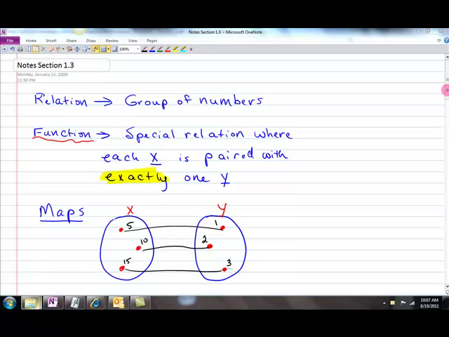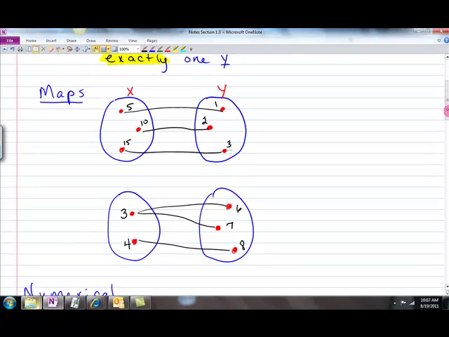So if we looked at what we call maps, they could be any kind of picture, but you've just got a visual diagram. So here we've got our x's, and here we've got y's. And if you note, each x is paired with exactly one y. This would be a function.